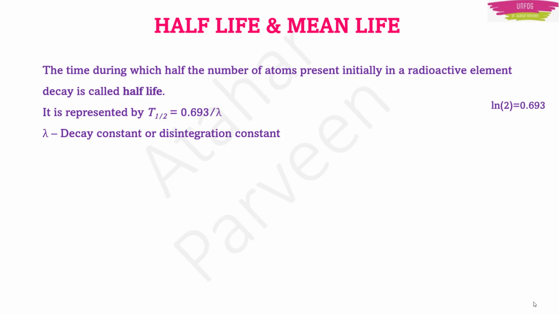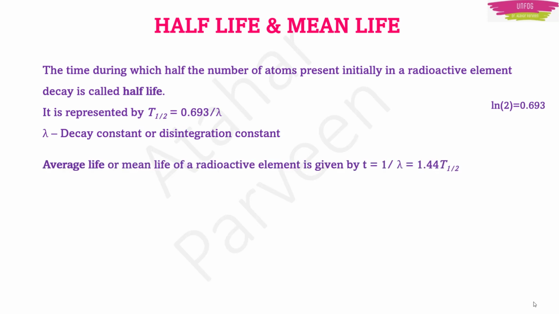This is equal to 0.693 by lambda. Lambda, we know, is the decay constant or disintegration constant, right? This 0.693 is actually the natural logarithm of 2. The half-life T half is equal to natural logarithm of 2 by lambda. But this natural logarithm of 2 has one value, 0.693, which is a constant. That's why we directly wrote 0.693 by lambda. This formula you have to remember: T half is equal to 0.693 by lambda.